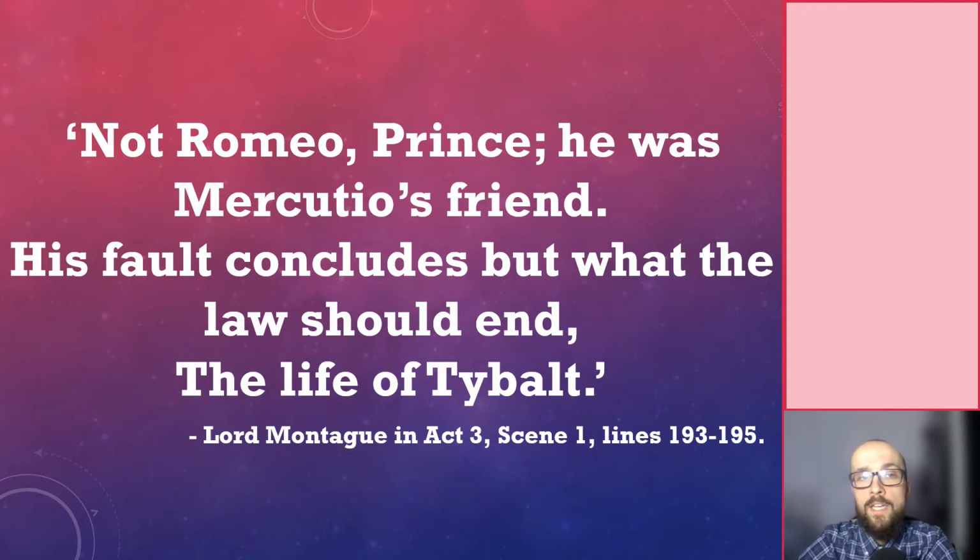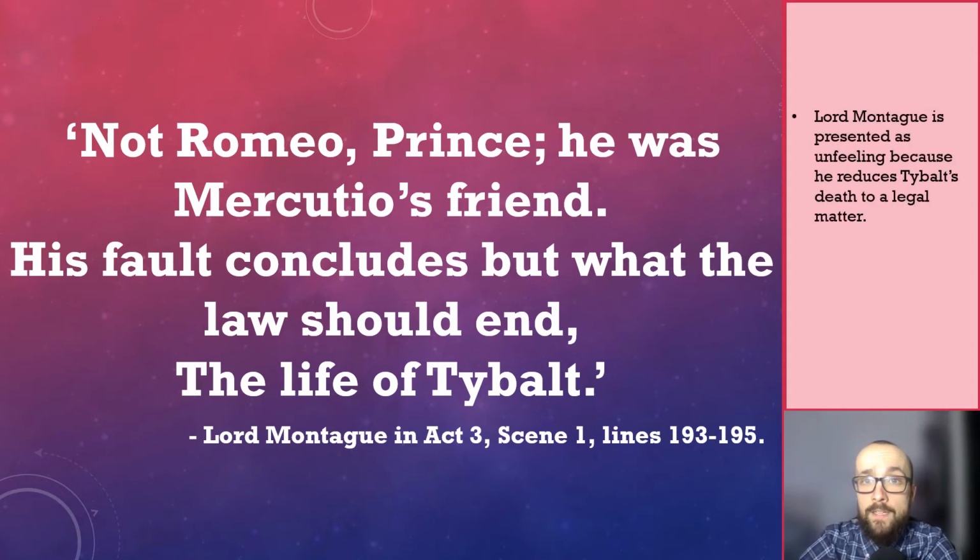So one interpretation of these lines is that they present Lord Montague as unfeeling. By saying that Romeo's fault concluded what the law should end, he's basically saying that Romeo's murder of Tybalt does not matter because Tybalt would have been executed for murdering Mercutio anyway. Such a blatant disregard for Tybalt's death, reducing it to a legal matter, makes Lord Montague appear unfeeling or cold, at least when it comes to the Capulets, his bitter enemies.